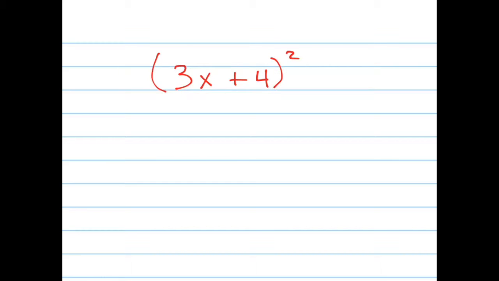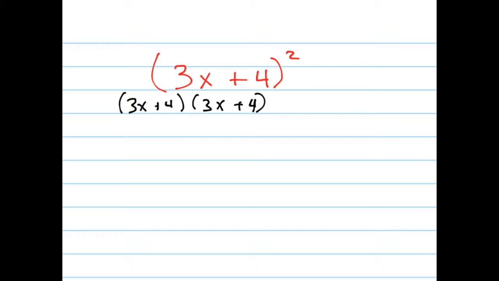Now you're often tempted to look at this and just square the 3x and square the 4. That is an incomplete product. Because what this actually means is 3x plus 4 times 3x plus 4. And so if you just squared the first and the last term, you'd actually be missing 2 terms, which are going to combine to be 1. They're going to be like terms.